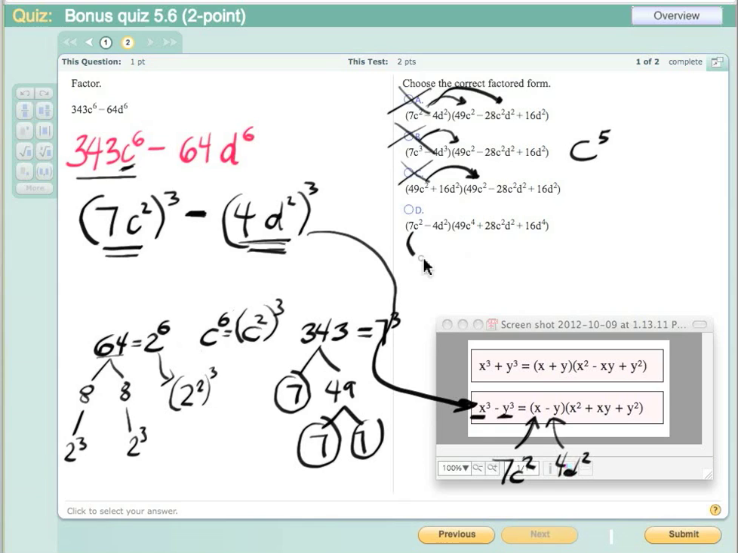Notice here, when I do this multiplication, I do in fact get c to the sixth. And this is the only answer it could possibly be. And so the answer here is D. And I did that by just checking for the first term. When I multiplied out here times here, I have to get 343 c to the sixth. And this is the only one that does that.